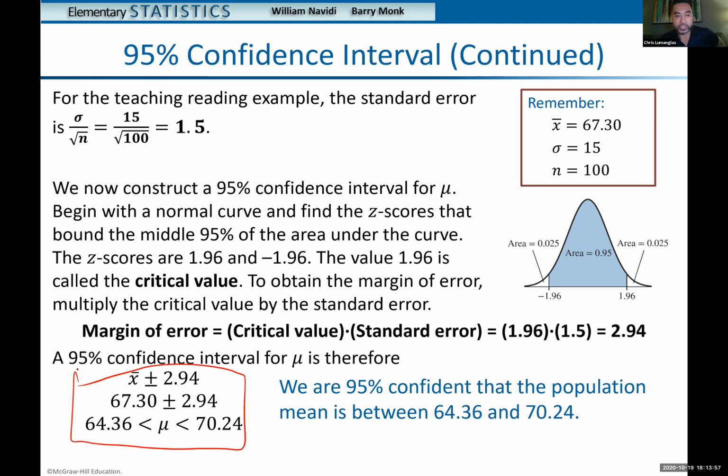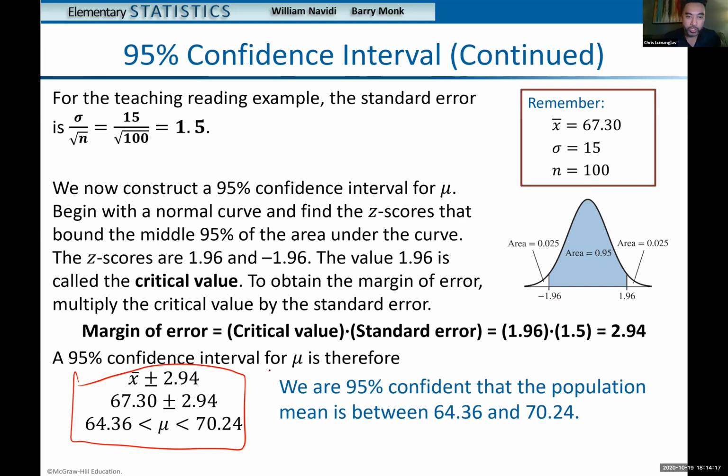So the formula is the mean plus or minus the margin of error, which is 2.94. So that is 67.3 plus or minus 2.94. If you subtract, that is 64.36. And if you add, 67.3 plus 2.94 is 70.24.